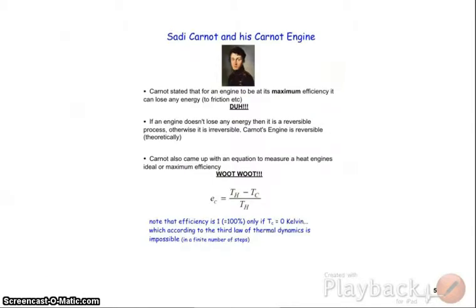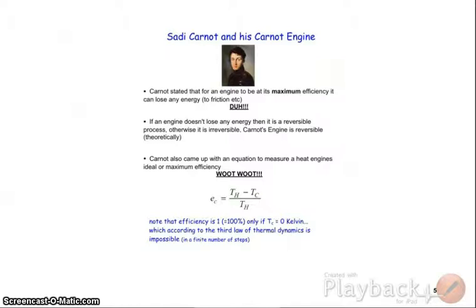Now, Sadi Carnot came up with his Carnot engine. The Carnot cycle is basically saying that an engine, to be at its maximum efficiency, can't lose any energy. So if I want the maximum efficiency from a heat engine, I can't lose any energy from friction or anything else. Duh. Okay, way to be smart, Sadi. If an engine doesn't lose any energy, then it's a reversible process. In other words, if I don't lose energy, then I can keep going and going and going.